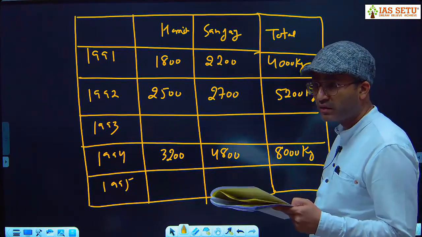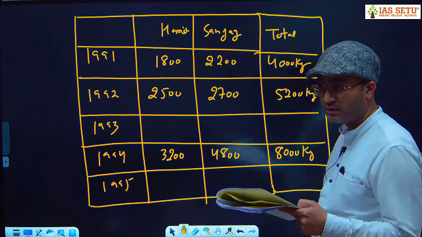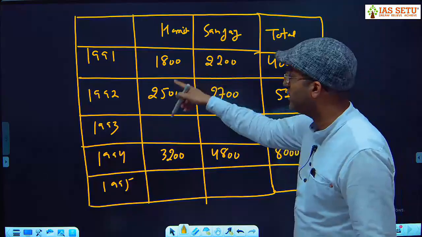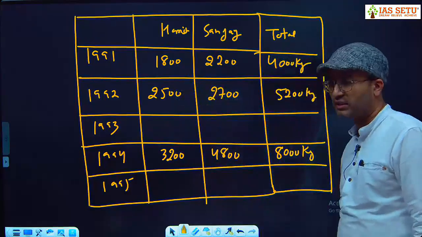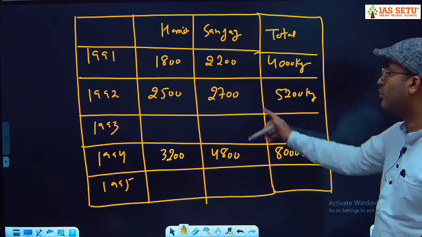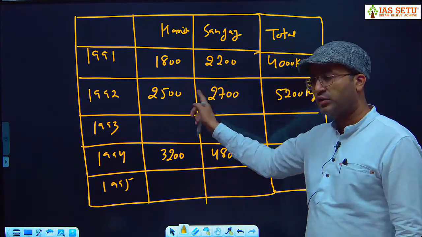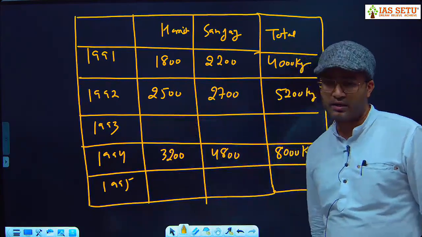है? कहाँ लिखा 2900? नहीं 2700 which is 200 kg more than Harish. नहीं, Sanjay got 200 kg more than Harish. तो ये इससे 200 ज्यादा है, इसमें से 200 घटाना है.